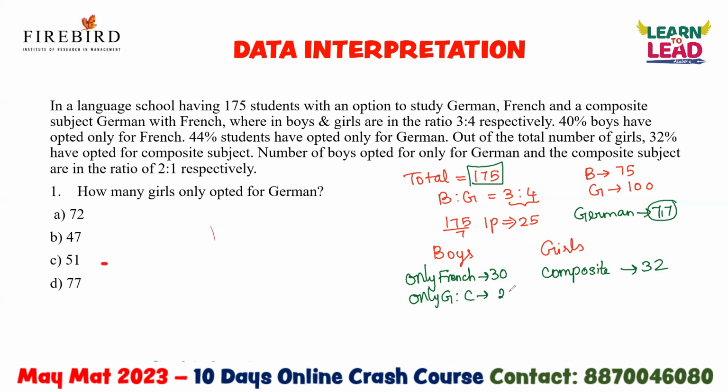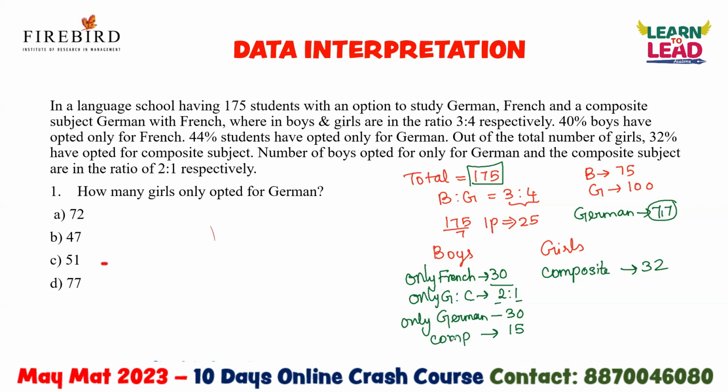The ratio is 2:1. So how many boys are there in total? 75 boys. In that, only French opted boys are 30. So the remaining 45 boys I should split in the ratio 2:1. Divide 45 by 3, that is 15. So 2 parts belong to only German, that is 30 boys, and the composite subject is 1 part, 15 boys. These are the given data. With this given data, we are going to answer the questions now.